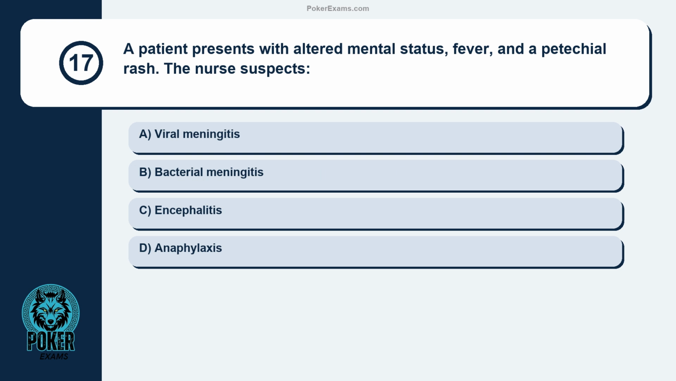Question 17. A patient presents with altered mental status, fever, and a petechial rash. The nurse suspects viral meningitis, bacterial meningitis, encephalitis, anaphylaxis.